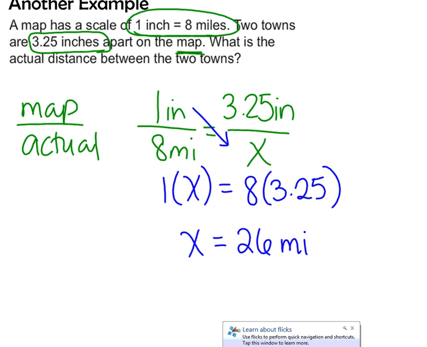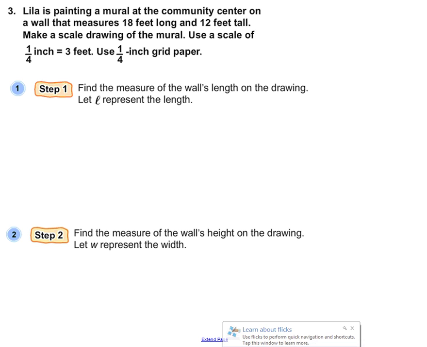Okay, now we're going to have an example about something a little more common, and this is actual blueprints, finding the dimensions of a room. So Lila's painting a mural at the community center on a wall that measures 18 feet long and 12 feet tall. Make a scale drawing of the mural and use a scale of 1/4 inch equals 3 feet. Use a 1/4 inch grid paper.